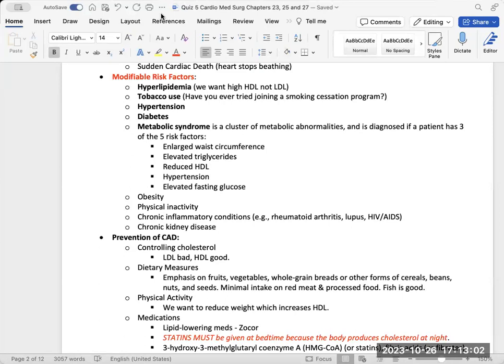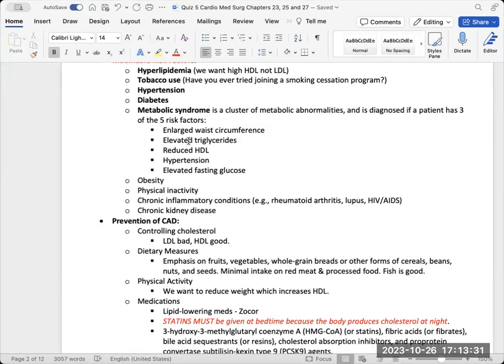So metabolic syndrome is a bunch of different abnormalities that affect metabolism. Basically, this includes enlarged waist circumference, elevated triglycerides, or another way of saying fat levels, reduced HDL, which is that good cholesterol that we need, hypertension, and elevated glucose levels or sugar levels. So we really want to watch out for that. But these are all things that are modifiable, right?